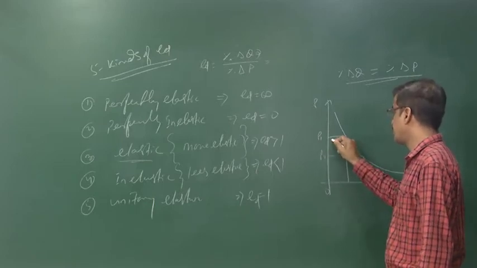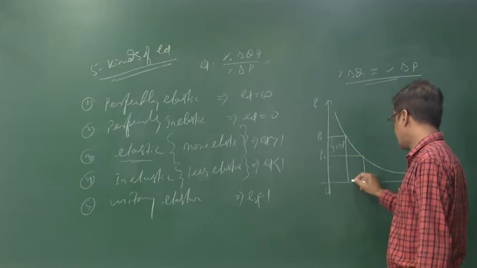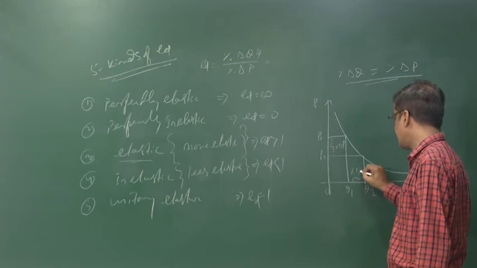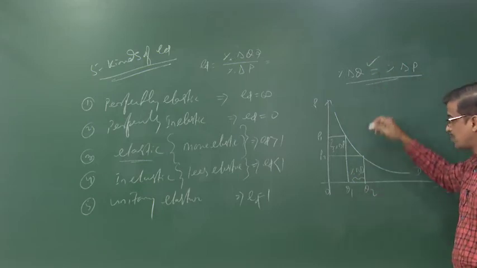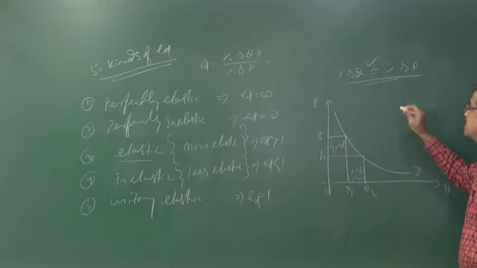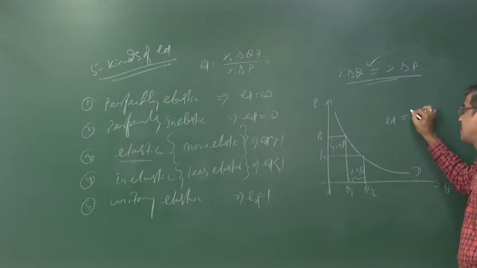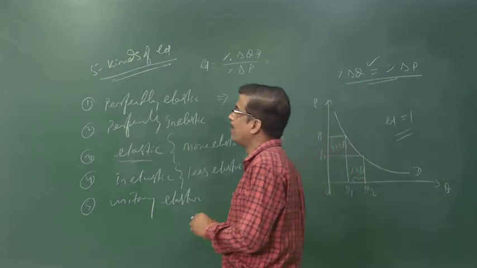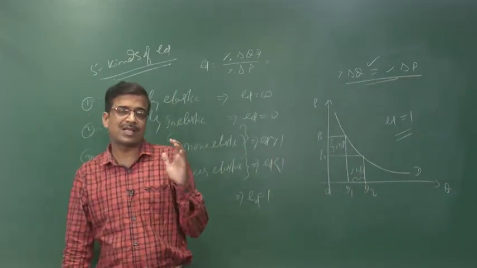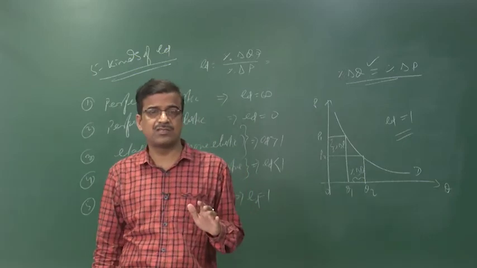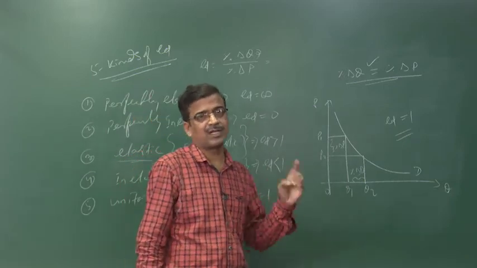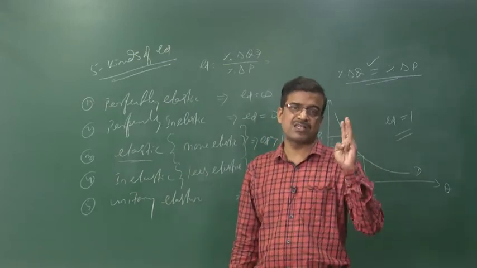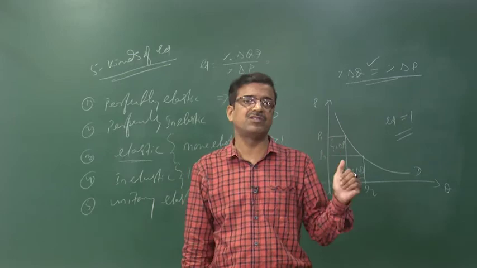This is P1, P2, the percentage change in price, this is your Q1, Q2, I mean delta Q, the percentage change in the quantity. And here the percentage change in the quantity is exactly the same as the percentage change in the price, therefore elastic demand turns to be equal to 1. So this is all about how Marshall categorized elasticity into 5 different types: perfectly elastic, perfectly inelastic, less elastic, more elastic and unitary elasticity.